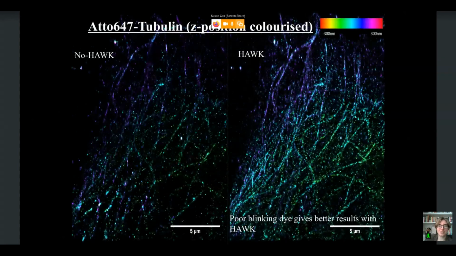let's go for some real data. While Hawk does improve it, here on the left I'm showing some 3D data without Hawk and then with Hawk, and you can see it does get better. It is still often not great. You're still ending up with quite a lot of fluorophores getting kicked to the extreme ends, and it is very hard to verify that it's really doing exactly what you want.